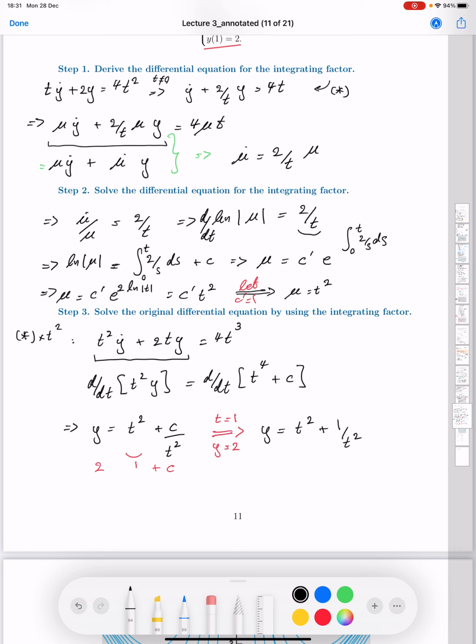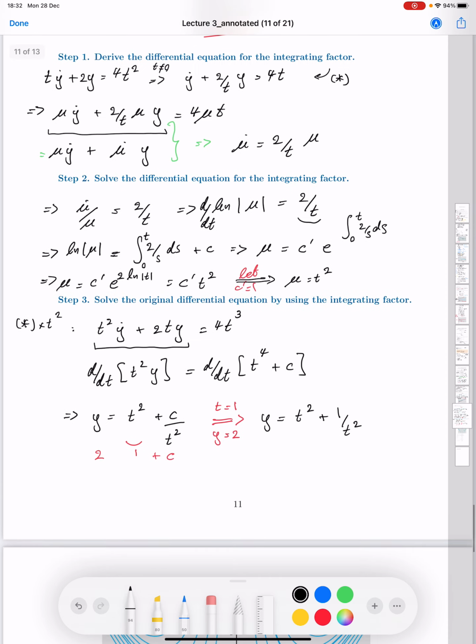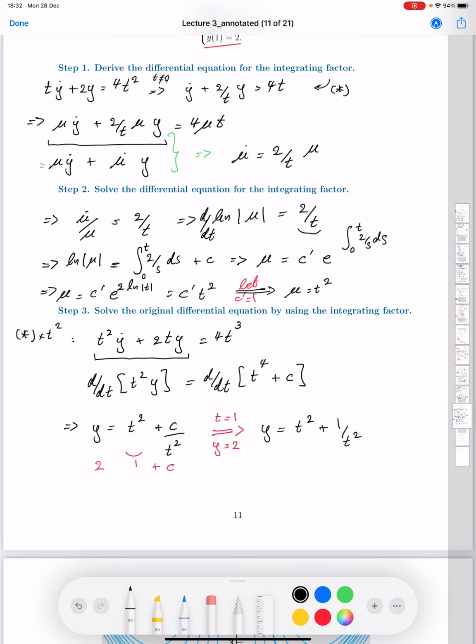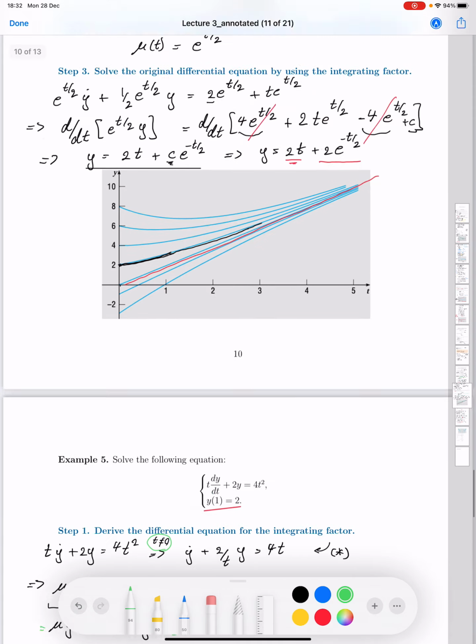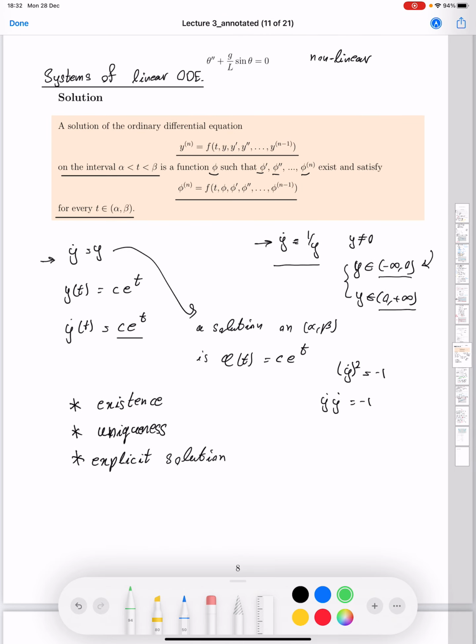Good. So how does this look like? Well, here. This is how it looks like. Now note that we did make this assumption of t not being equal to 0 in the very beginning. And if you recall the solution, let's go all the way back to what we defined for a solution. You see, we say a solution is defined for an interval, and this interval is a continuous interval, and all those derivatives should exist on that interval.